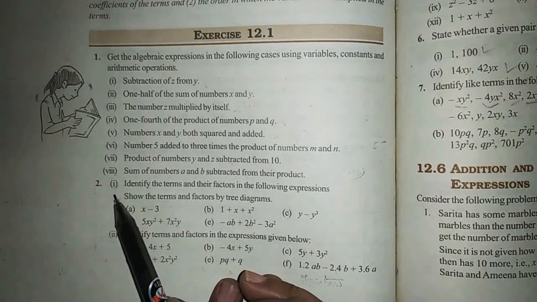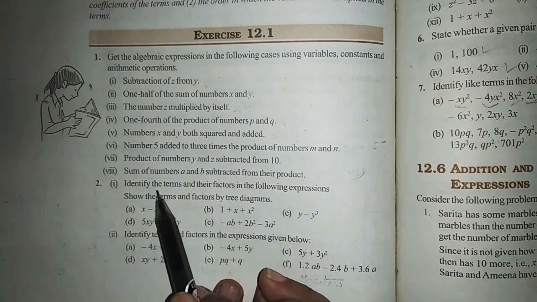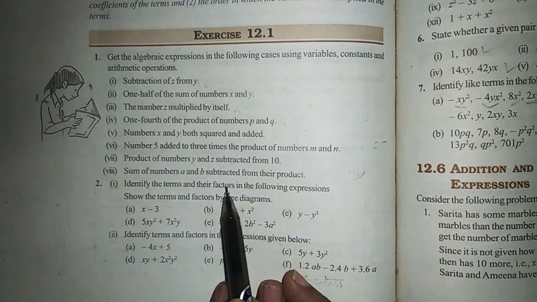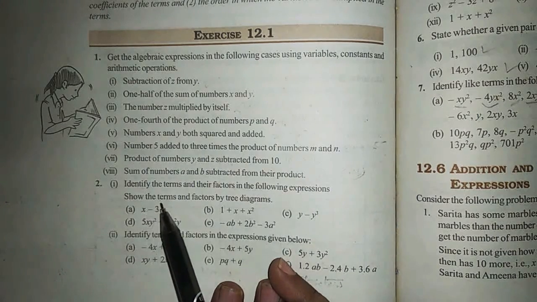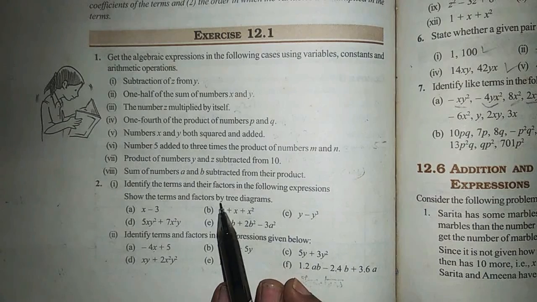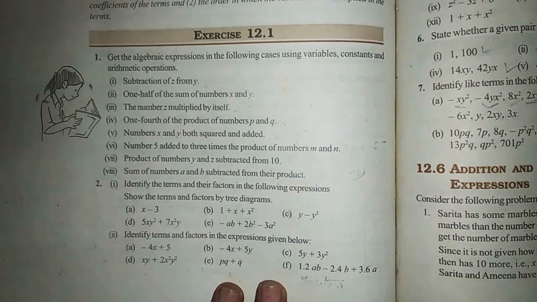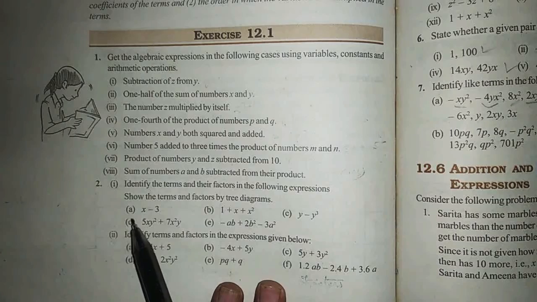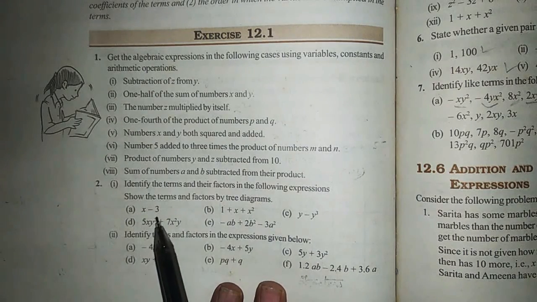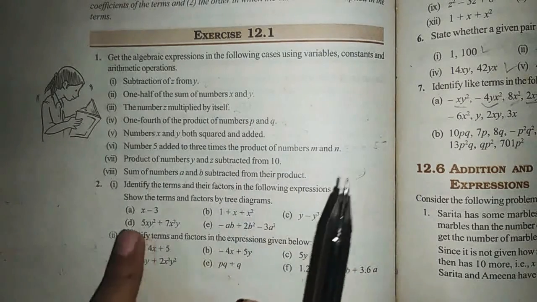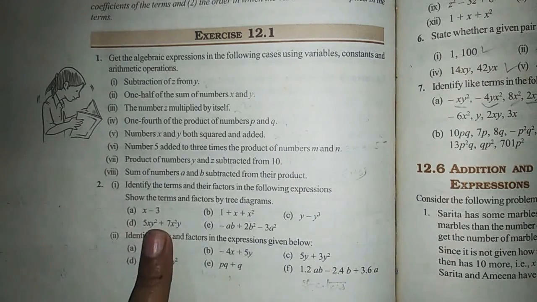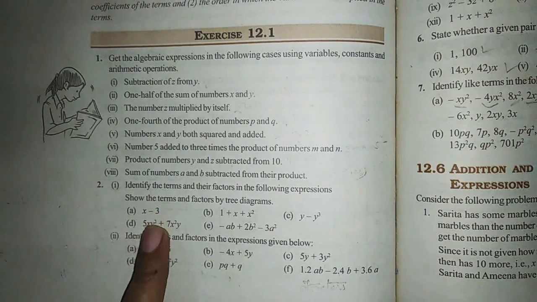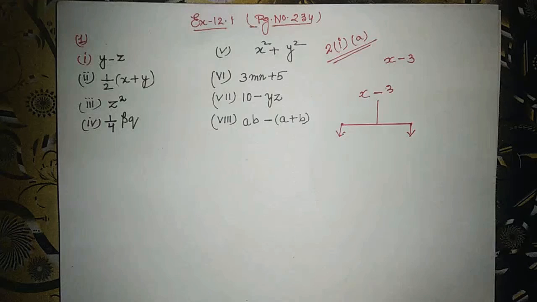Question 2, first part. Identify the terms and their factors in the following expressions. Show the terms and factors by tree diagrams. Okay, tree diagram, sorry. Here see the a part of question number 2, x minus 3. Okay, the first expression we have got is x minus 3. We will now draw a tree diagram for x minus 3.